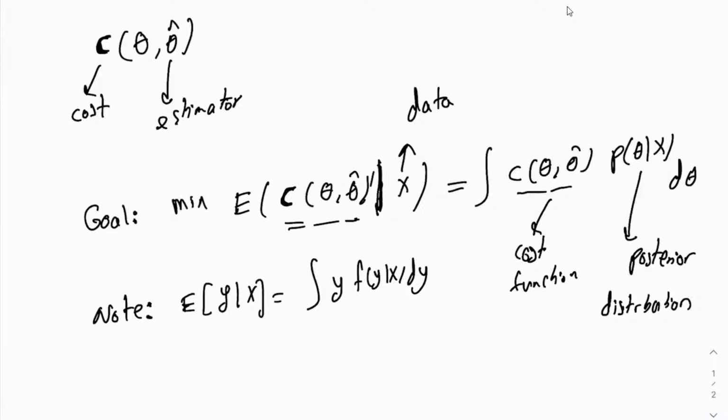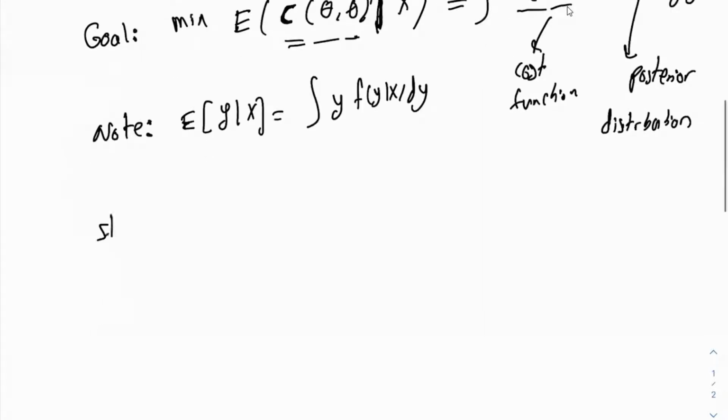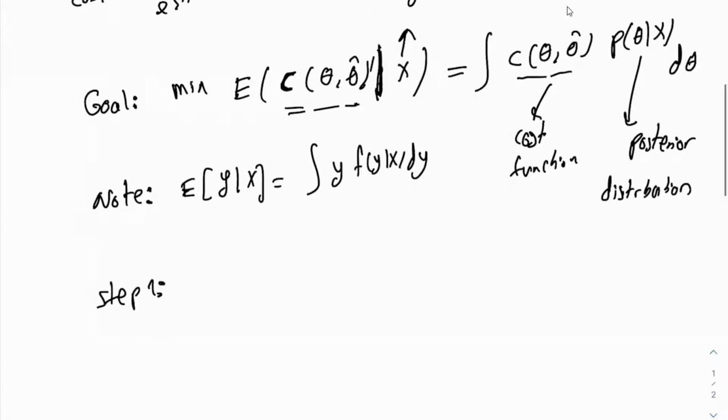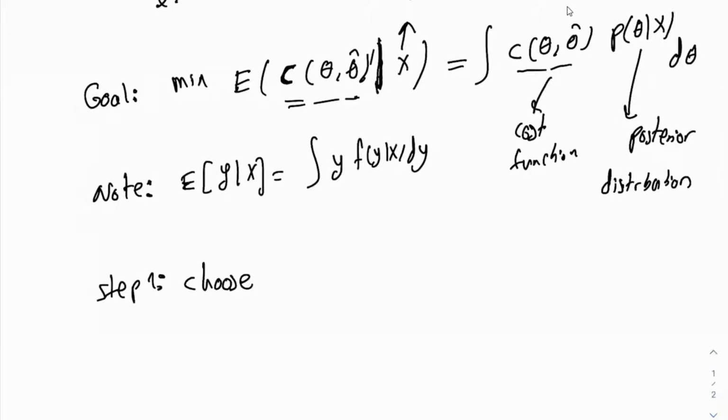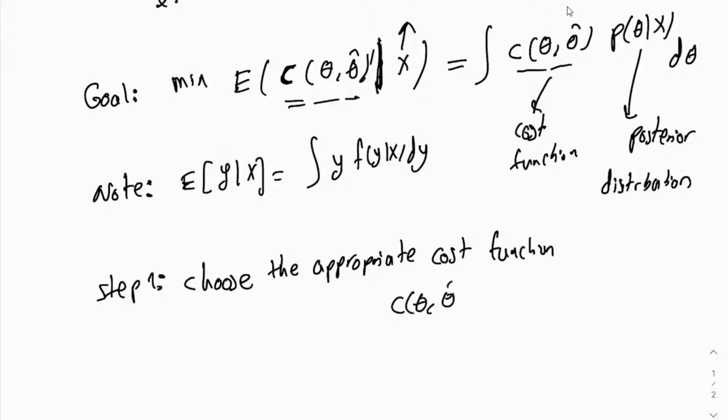Okay, good. Now, like always, I would like to give you a step-by-step technique to approach Bayes estimator problems. Step one, now that we know what we are trying to do, the goal, step one is choose the appropriate cost function. What do I mean by cost function? I mean C of theta and theta hat. The penalty that you get if you choose theta hat instead of theta.